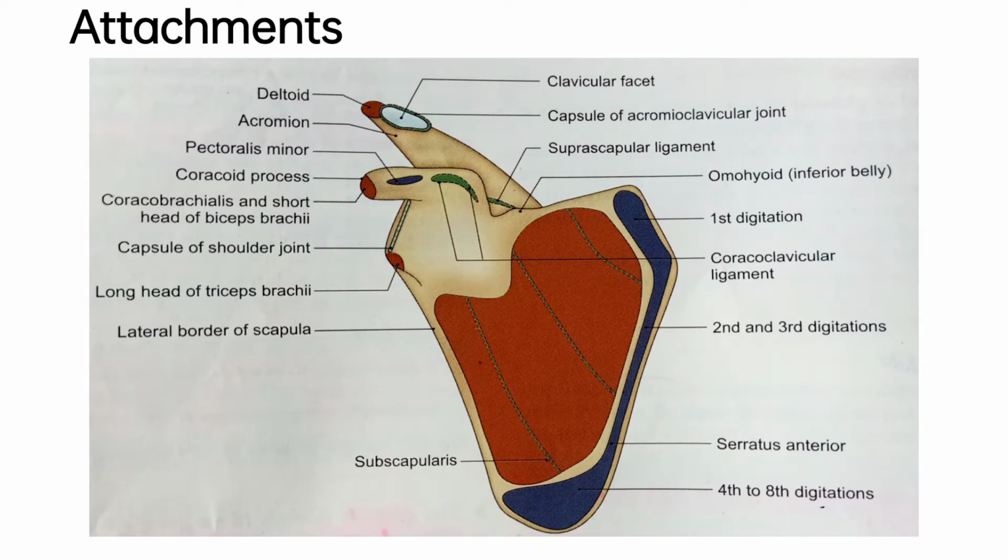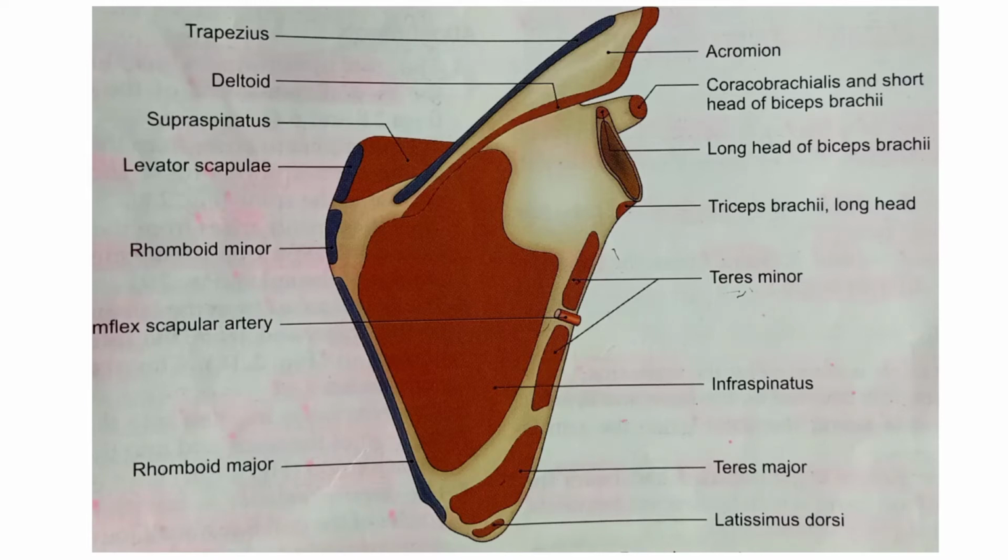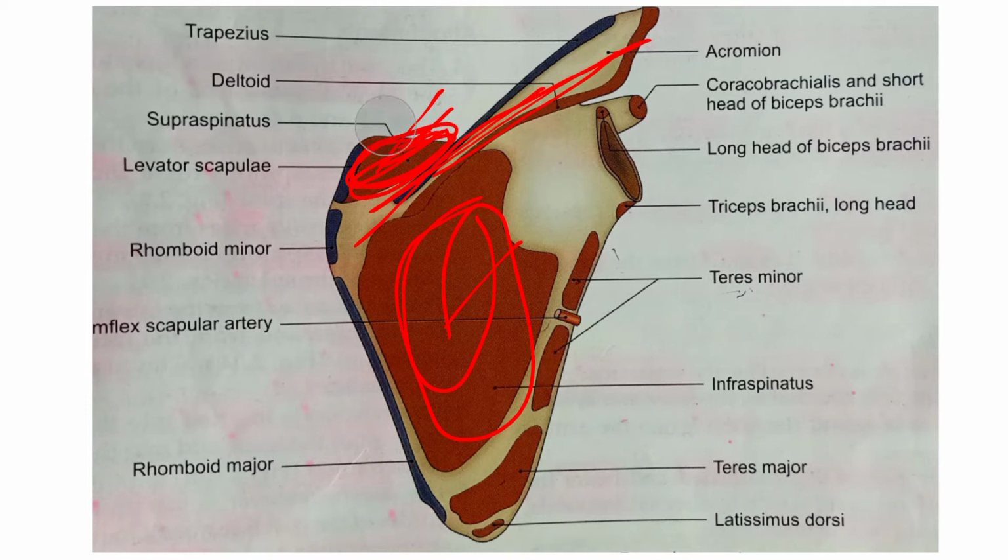Moving further, supraspinatus. Supraspinatus arises from this area. This is the spine of the scapula. This muscle over here is supraspinatus. This is infraspinatus. Above the spine is supra and below the spine is infra. That's why it has been named as supraspinatus and infraspinatus muscle.